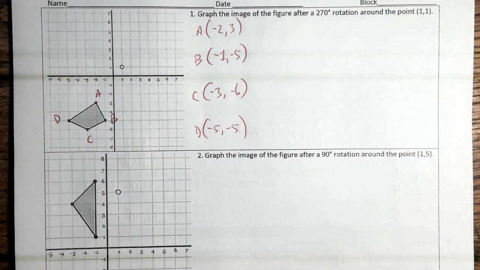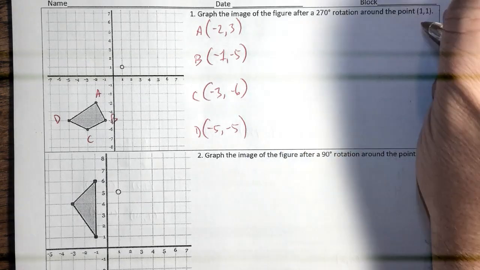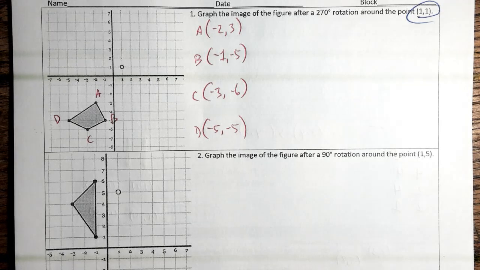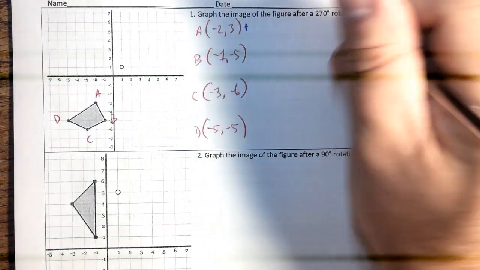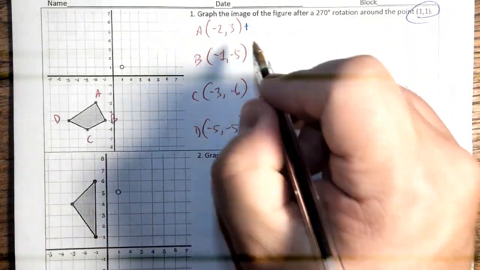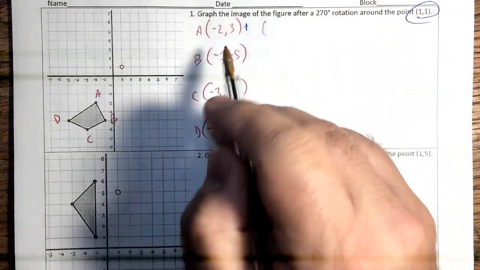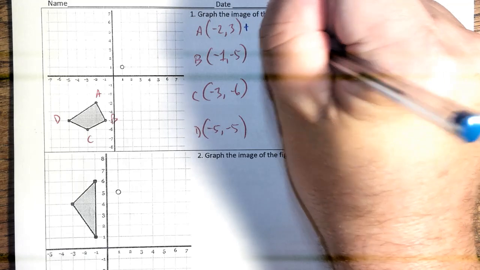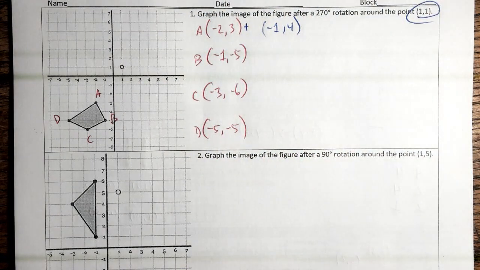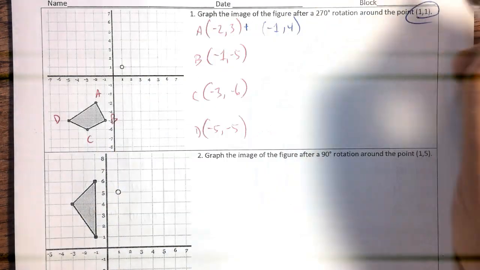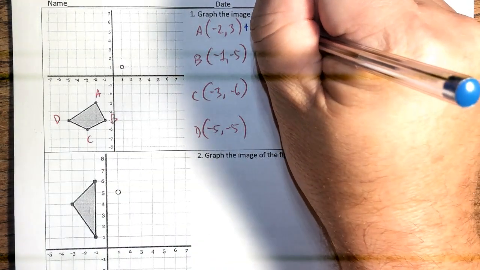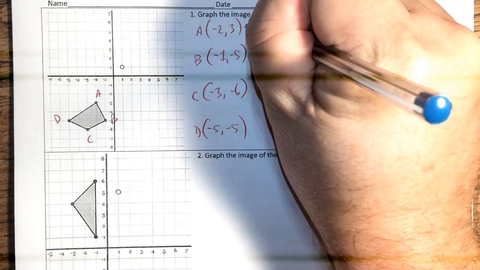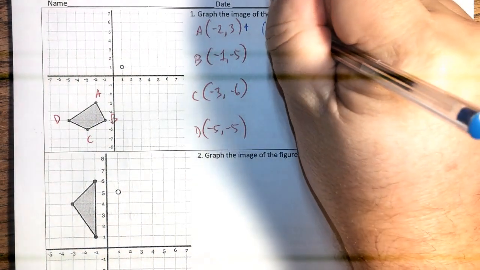Okay. So I'll try to limit this, but we have our point 1, 1. So first we're going to subtract our point. So rather than write all this extra stuff, I'm going to say, -2 minus 1 is -3. 3 minus 1 is 2. Sorry. Ugh, goodness.